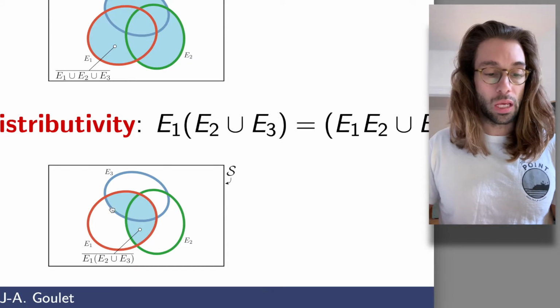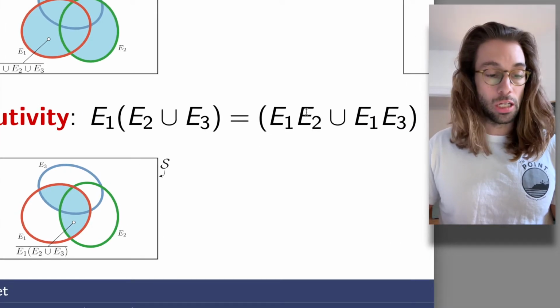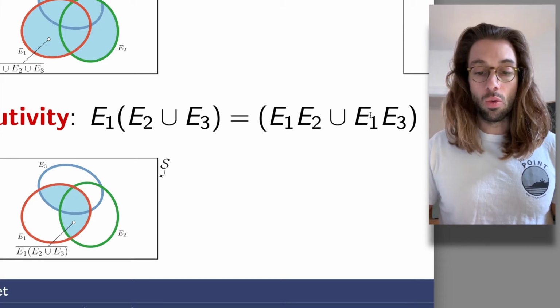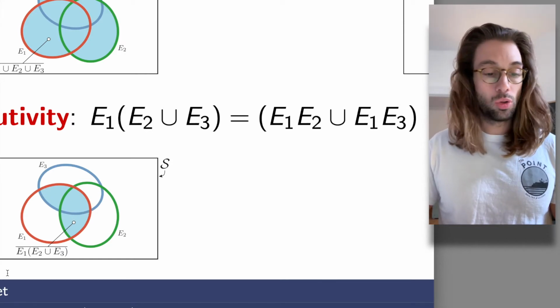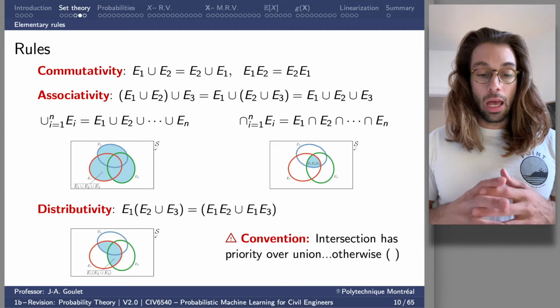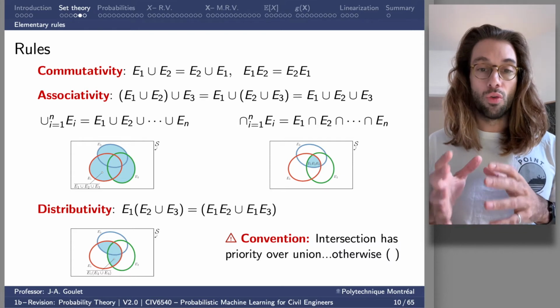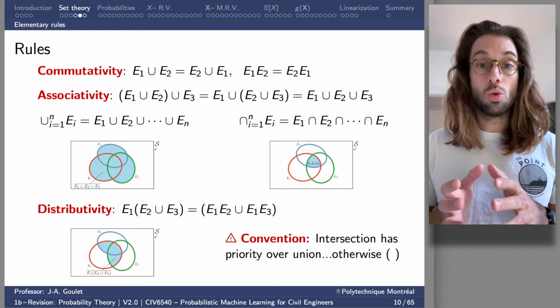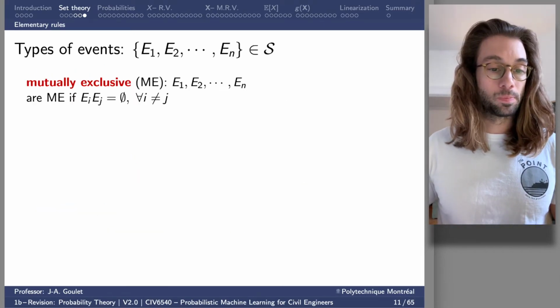Then if we do the intersection with E1, it gives what we have in light blue here. If instead we represent it as the intersection of E1 and E2, which is the part here, and the intersection of E1 and E3, the part here, the union of both is again what we have in light shaded blue. In terms of convention, keep in mind that intersection has priority over union. Otherwise, if you want to represent something else, you have to use parentheses.